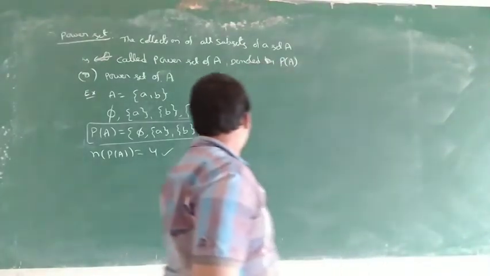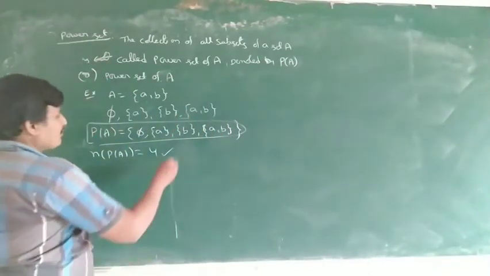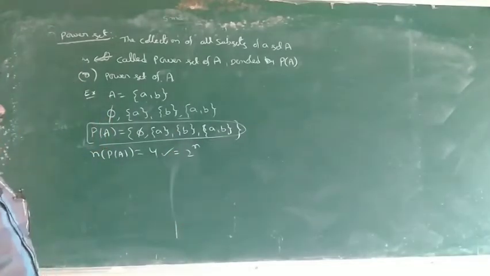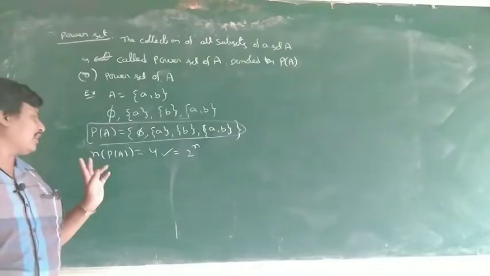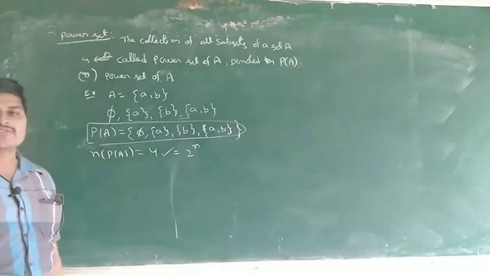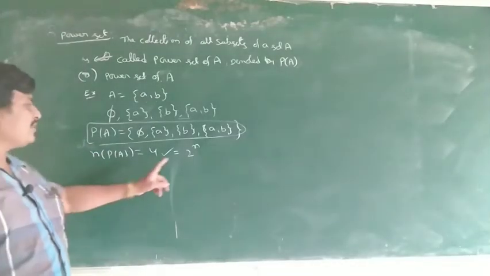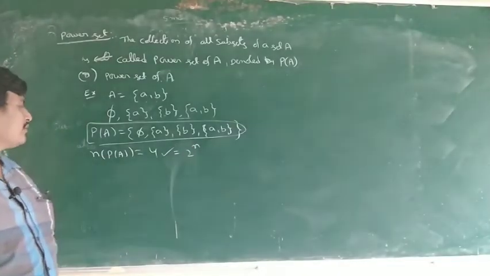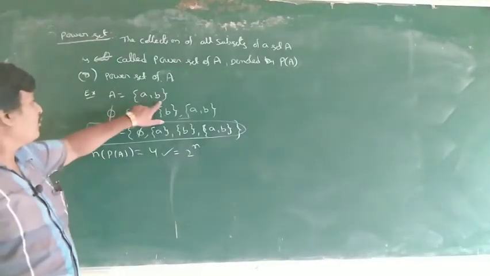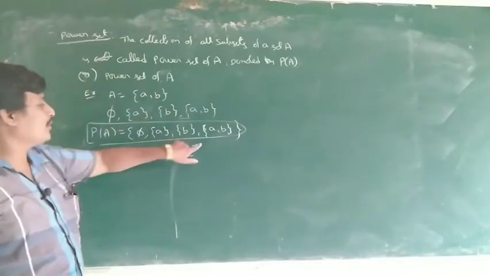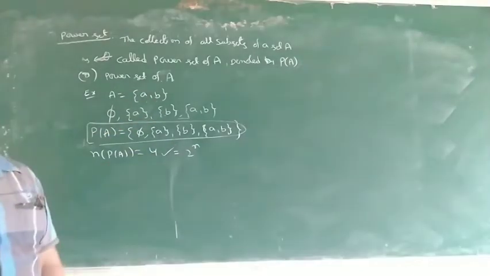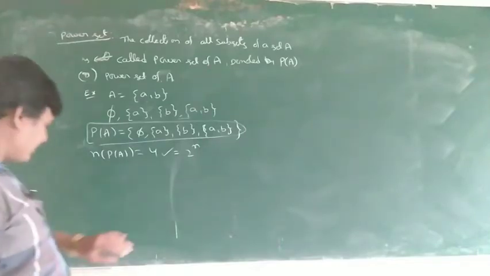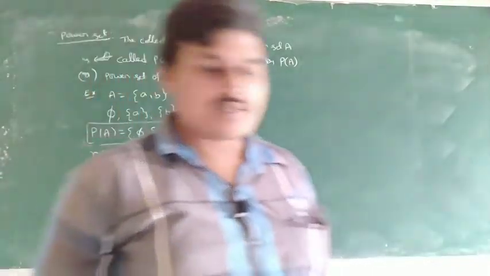What is the formula for the number of elements in the power set? The formula is 2 power n. What is n? How many elements? 2 elements. 2 power 2 is equal to 4. Okay, next, go to the important topic, intervals.